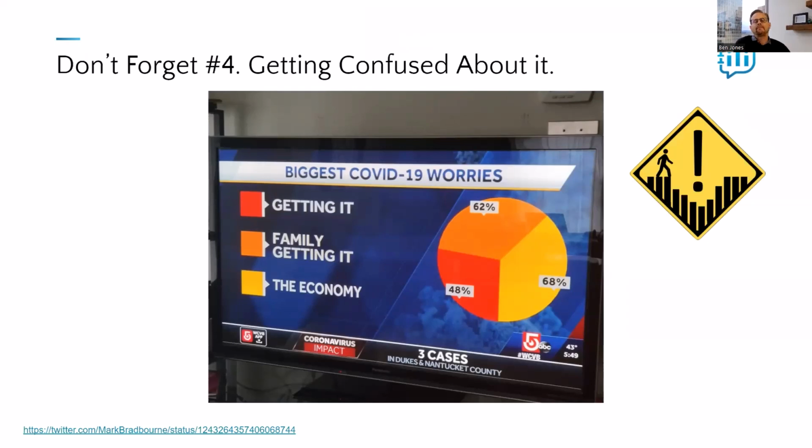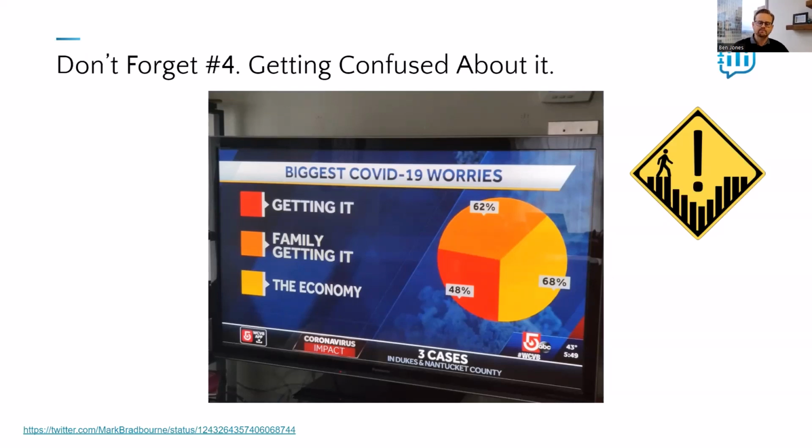Here's an example. What happens when we get that wrong? Well, if they're not mutually exclusive, you end up with a pie like this, where the slices add up to more than 100%. What do I mean they're not mutually exclusive? Well, this is showing what people are worried about. Biggest COVID-19 worries, but people can be worried about more than one thing, evidently.